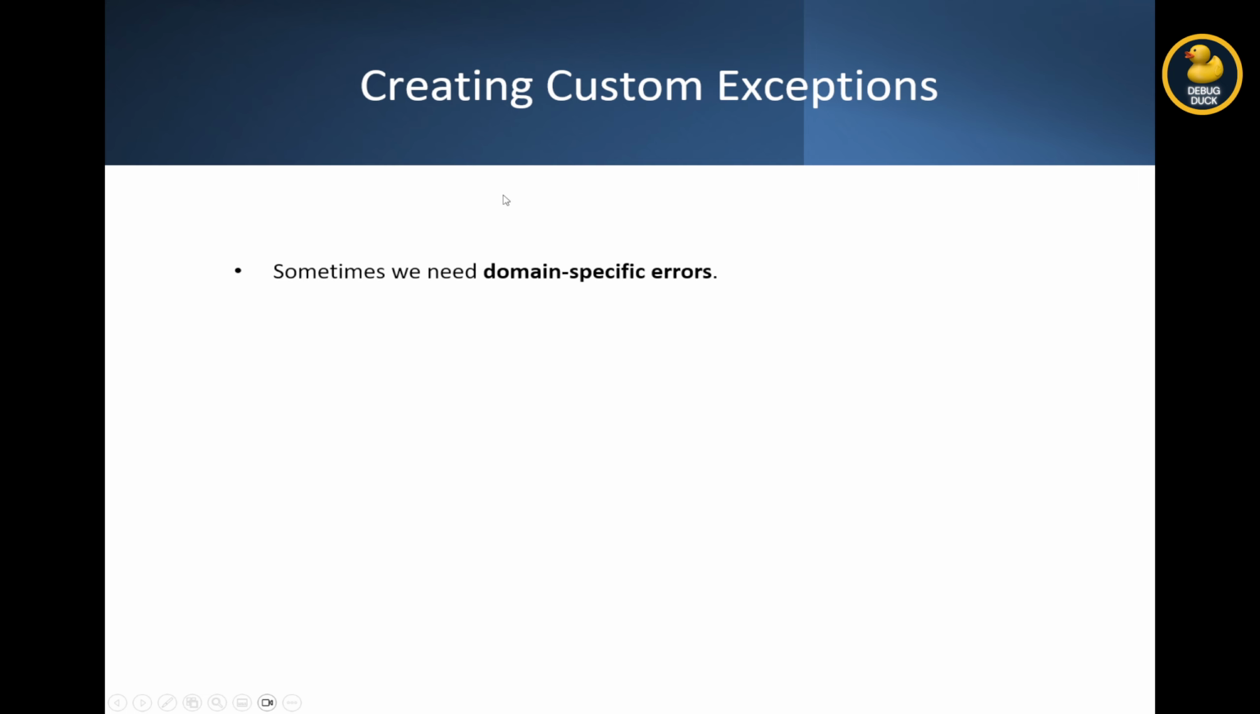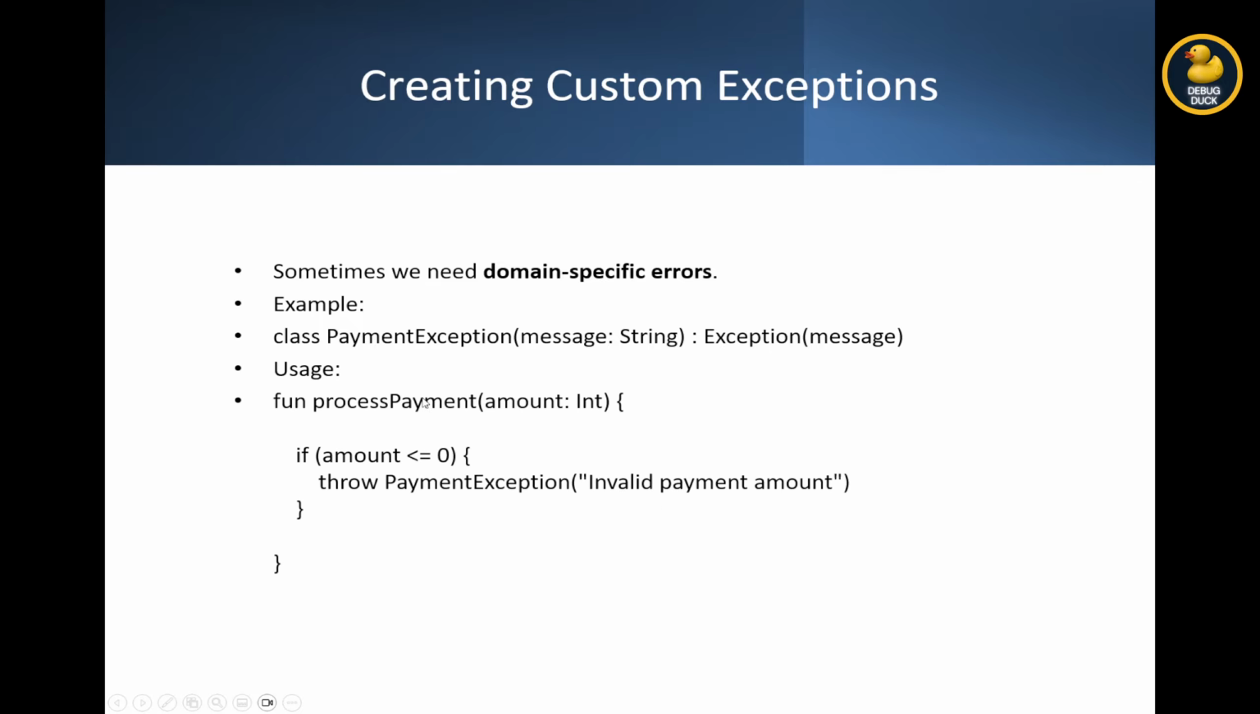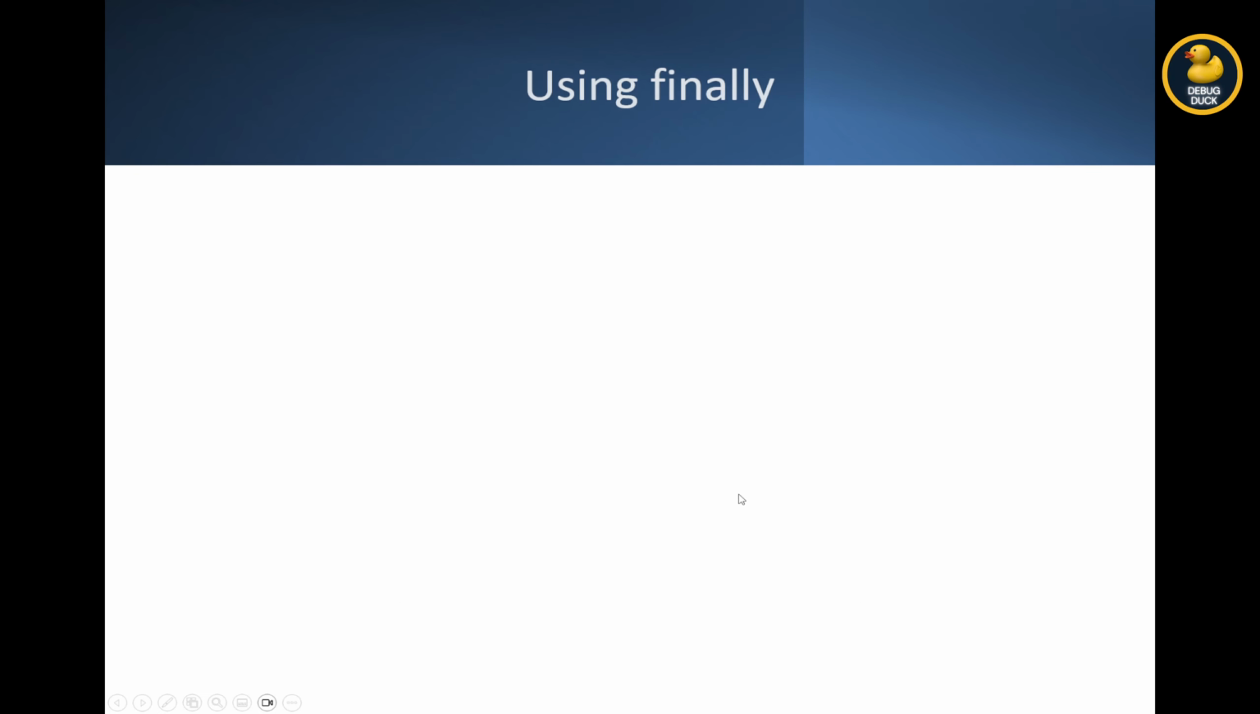Creating custom exceptions. Sometimes we need domain-specific errors. For example, class PaymentException takes a message and returns the exception message. The usage: fun processPayment, amount of data type Int. If the amount is less than or equal to 0, throw a PaymentException and pass "Invalid payment amount". Here, the custom exception makes errors clearer and more meaningful.